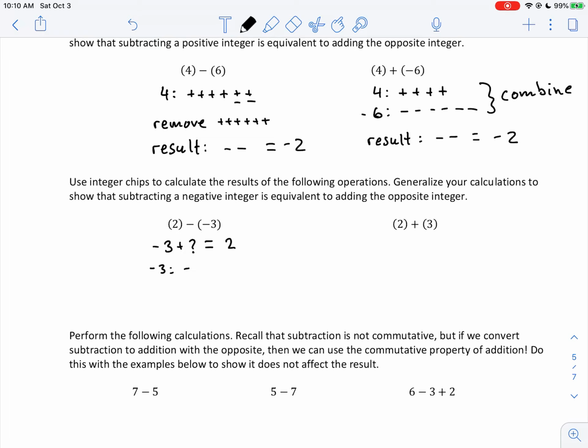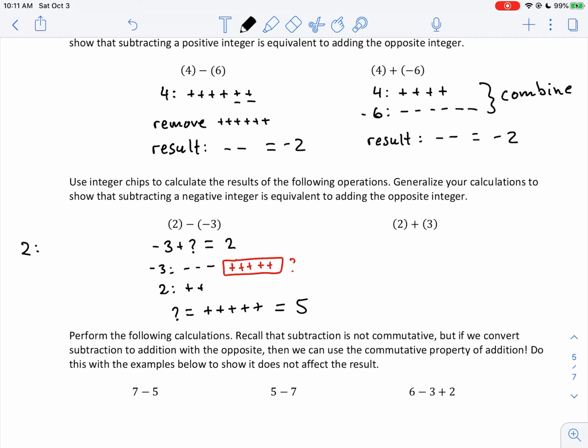To do a comparison, negative 3 is represented by 3 negatives, 2 is represented by 2 positives, and we're saying, okay, what do I need to add, right? What needs to be combined to negative 3 so that the end result will be 2 positives? Well, I need 3 positives to cancel the 3 negatives, and then I need 2 extra positives, and you can see that we get a result of positive 5. 1, 2, 3, 4, 5. 5 is what needs to be added to negative 3 to make 2.